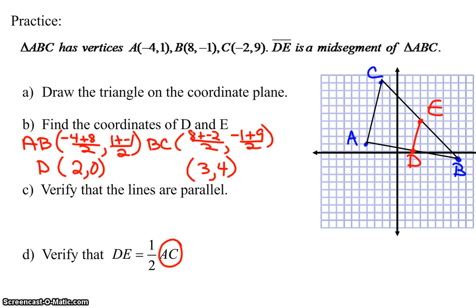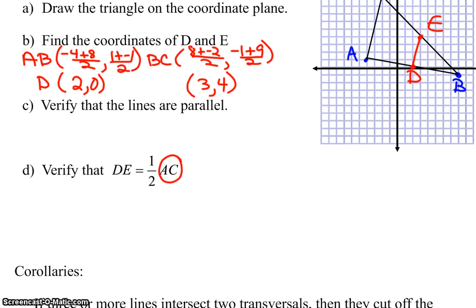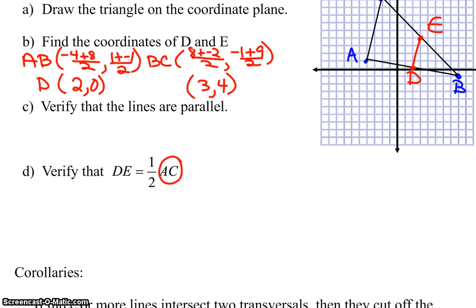Now I need to verify that the lines are parallel. Remember what parallel lines are. They have, that's right, the same slope. So let's find the slope of AC and the slope of DE.